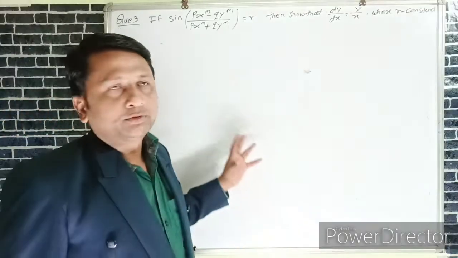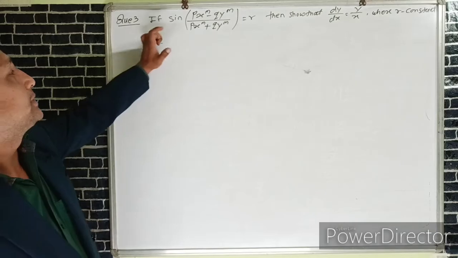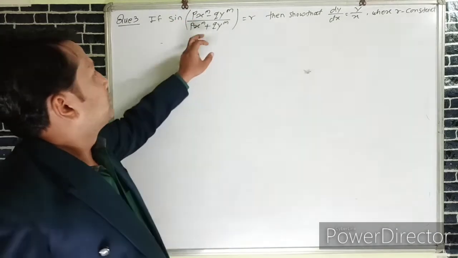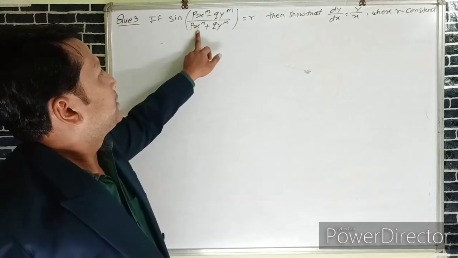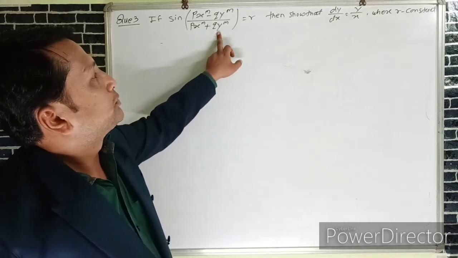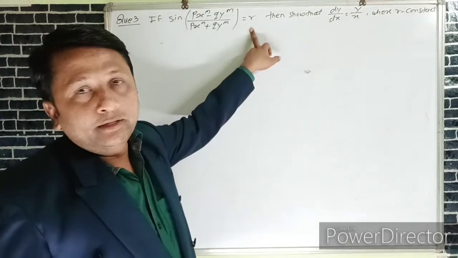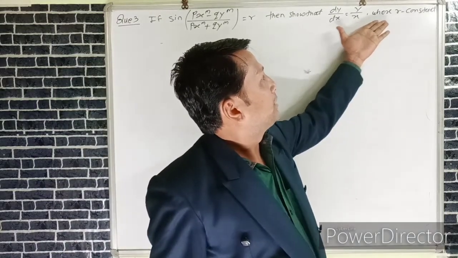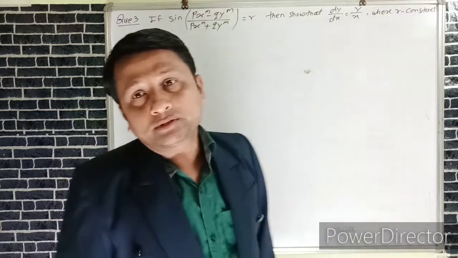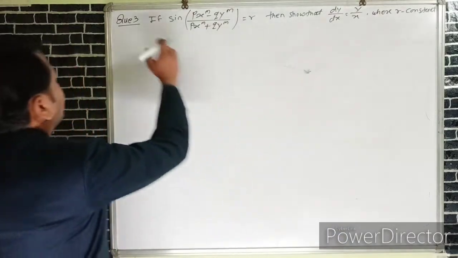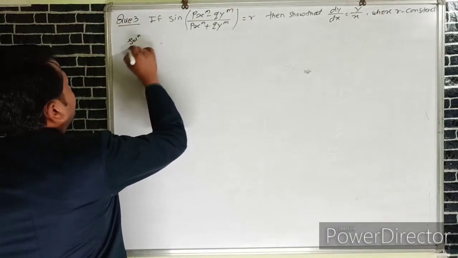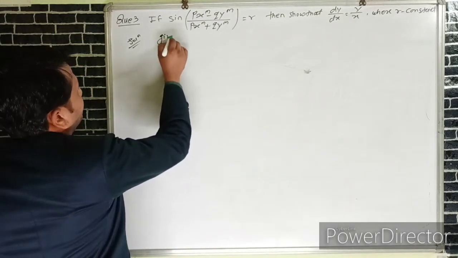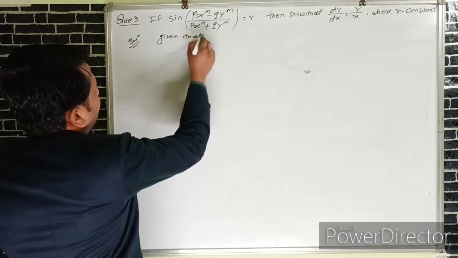Next example, which is question number 3: if sin inverse of (px^m minus qy^m) upon (px^m plus qy^m) is equal to small r, and again we have to show that dy upon dx is equal to y by x, given that r is a constant. If we have to prove dy upon dx is equal to y by x, then we first take the given function.